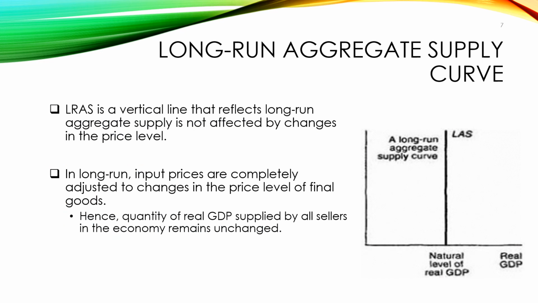In the long run, the aggregate supply curve is a vertical line. This is because input prices are completely adjusted to changes in the price level of final goods. Therefore, the quantity of real GDP supplied by all sellers in the economy remains unchanged.